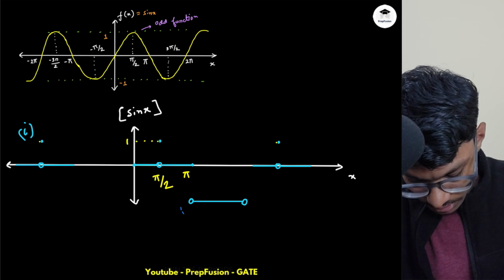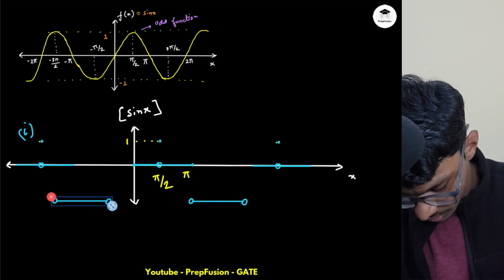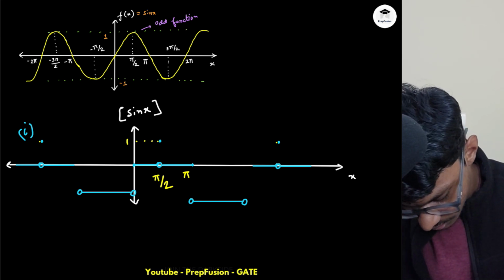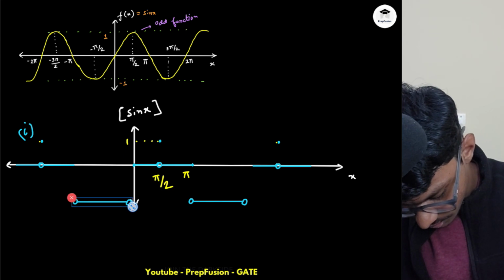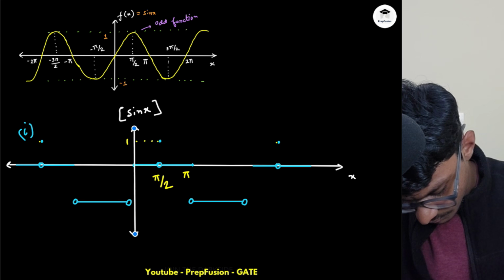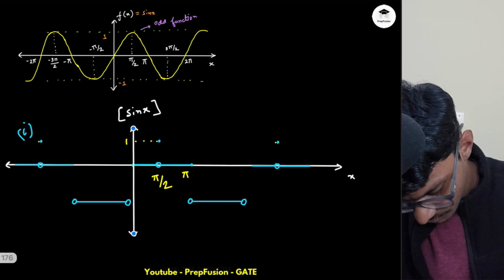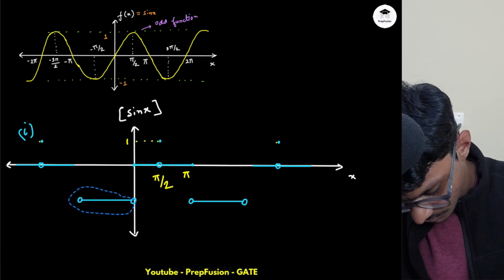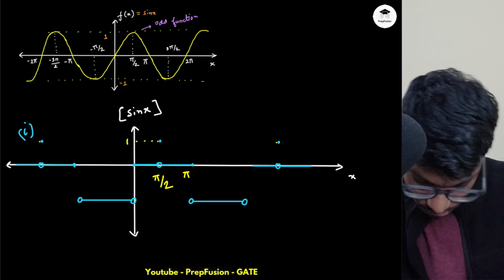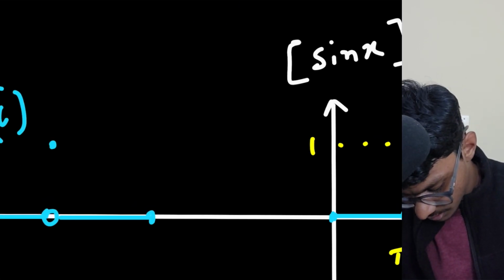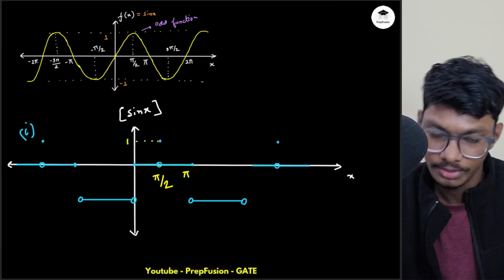Again for the negative half cycle, the negative half cycle is also the same only, so it will again be somewhere around here. Okay, so this will be this only. Yeah, this is how my plot will look. Okay, let me delete this. This is what my graph will look like, right?